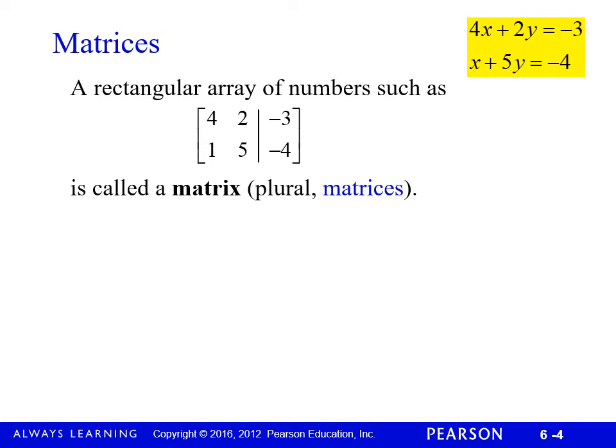A rectangular array of numbers such as 4, 2, negative 3, 1, 5, negative 4 is called a matrix. If you have more than one matrix, the plural of matrix is matrices.